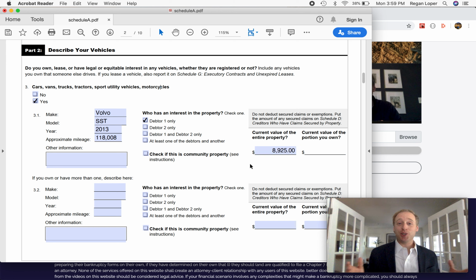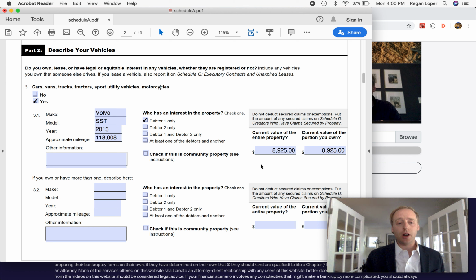I'm not sure how she arrived at that valuation. She might have consulted the Kelley Blue Book value. There's a number of ways to evaluate that, but that was the amount she selected. So the next question is the current value of the portion that you own. Now, since she owned the entire vehicle herself, she put the same amount, which is $8,925. And so that's, in extent, the end of this section.